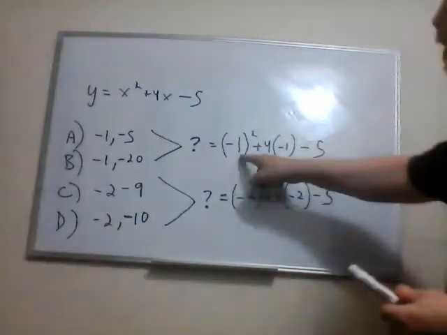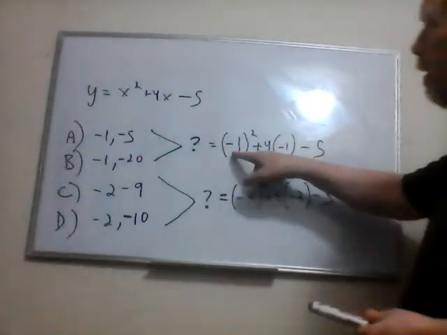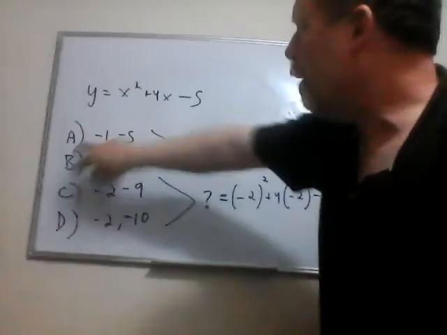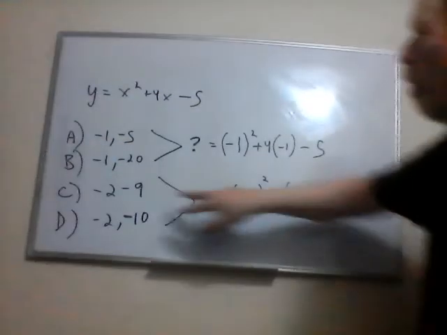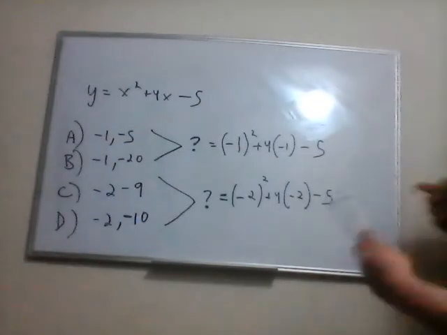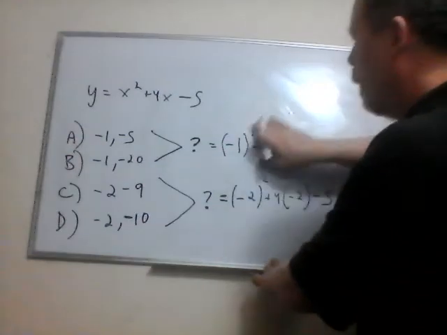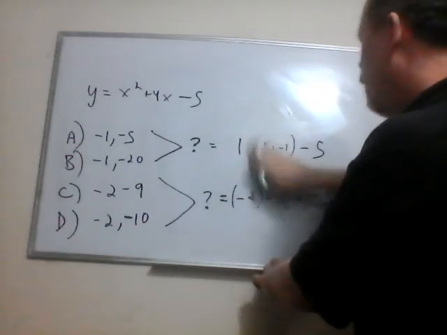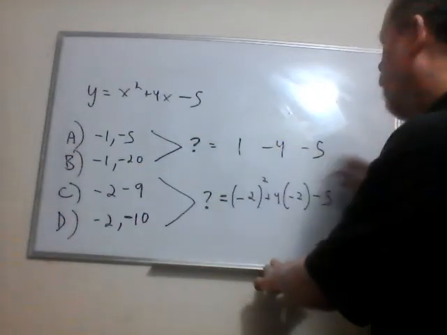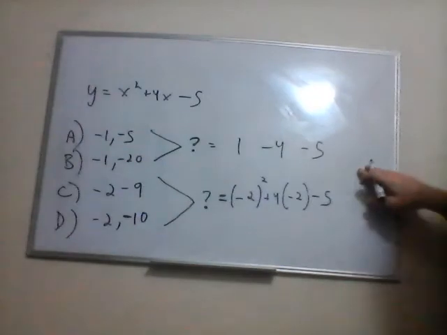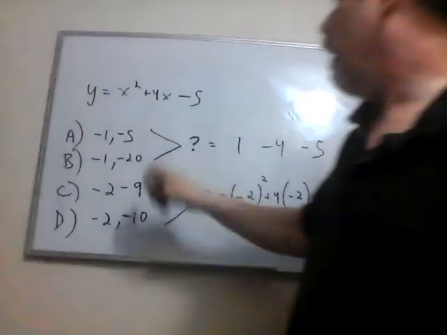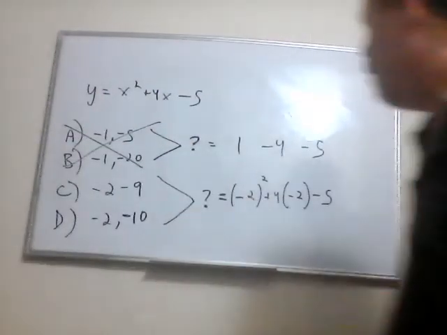Put in the x's as I have done here. This x refers to both answers A and B. This x refers to both answers C and D. So what would happen if we put this in? It would become 1 minus 4 minus 5, and that is neither 5 nor 20, and they're both gone. Bang! See how fast that was?